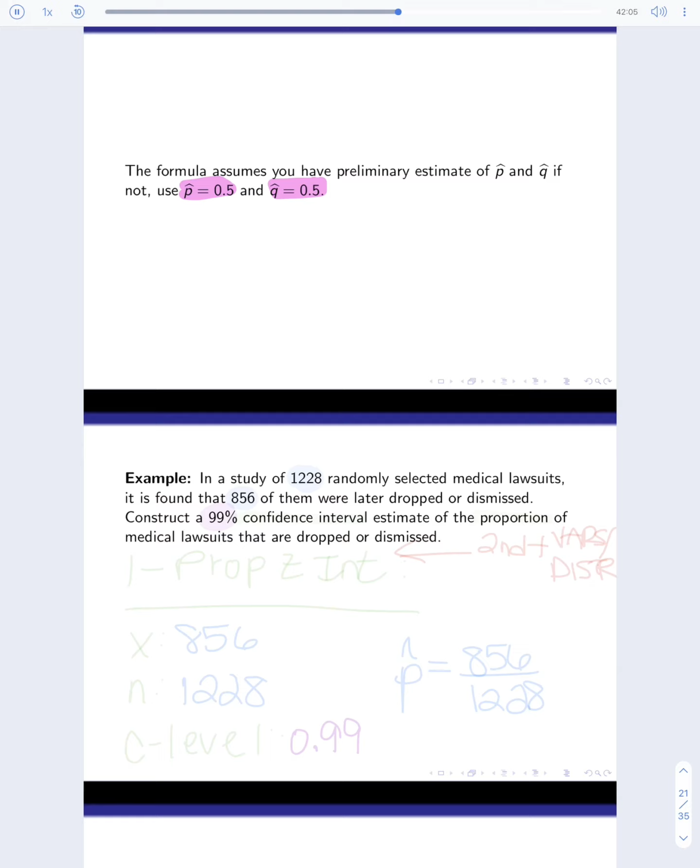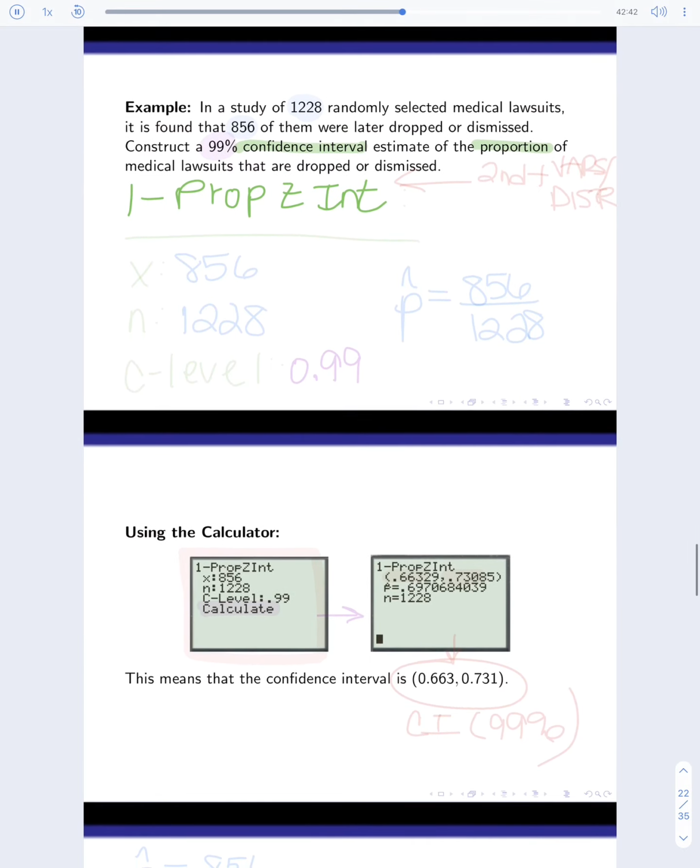So continuing along, let's take a look at an example. In a study of 1,228 randomly selected medical lawsuits, it is found that 856 of them were later dropped or dismissed. Construct a 99% confidence interval estimate of the proportion of medical lawsuits. So we'd start off with, we know we're going to be doing a confidence interval for a proportion. That's what's going to tell us that we're going to be doing a 1 prop z int, and the int means confidence interval, and the prop stands for proportion.